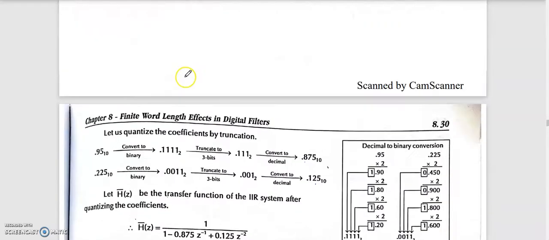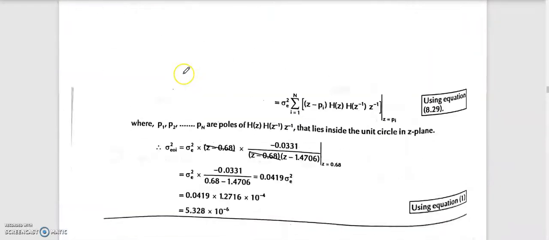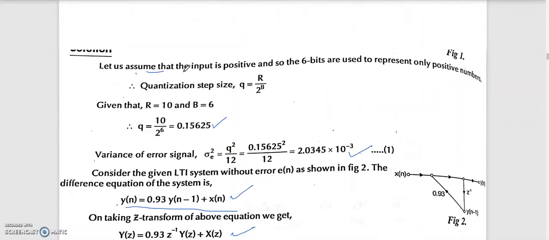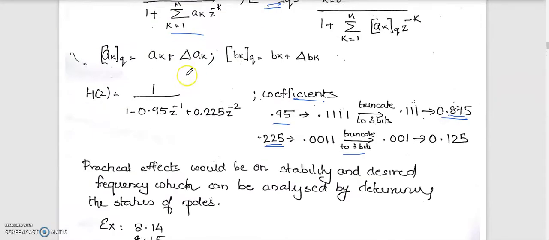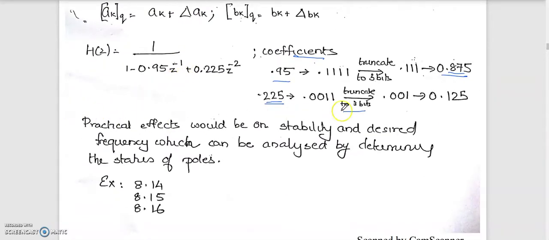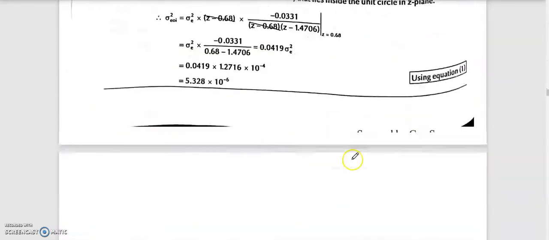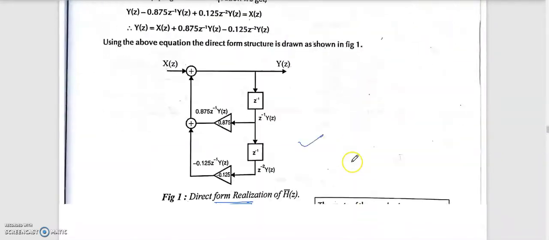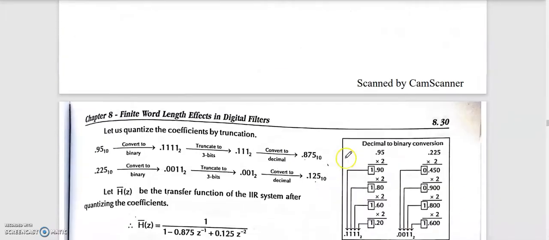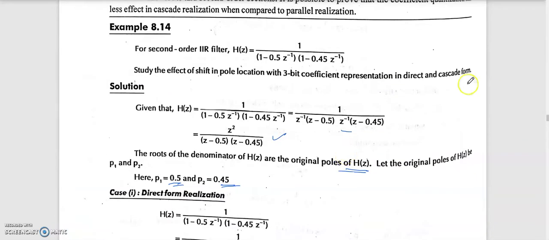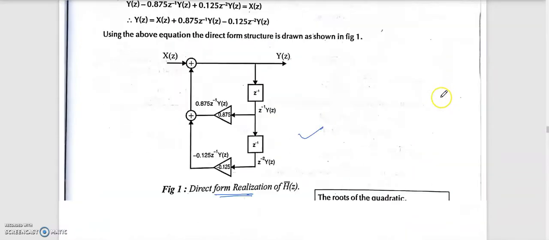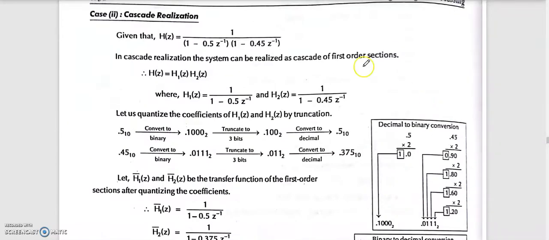Our basic responsibility with respect to this topic is to study the effect of coefficient quantization, and what we have understood is that it results in a change in poles, which will affect the stability. Based on that, you have to comment on what change happens. Our question contained two parts: one is to study the effect in direct form and cascade form. Direct form is over. When we realize it in the cascade form, the system is already in product form, so it is already in the cascade version.